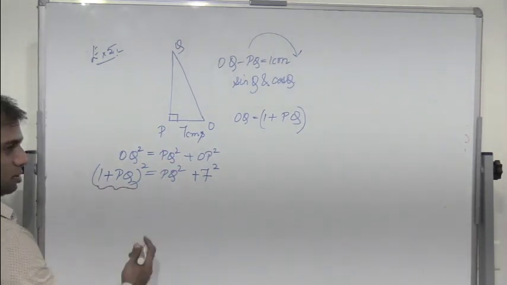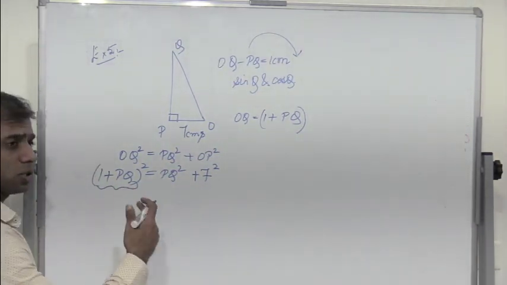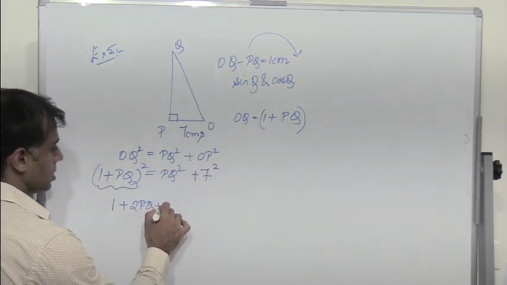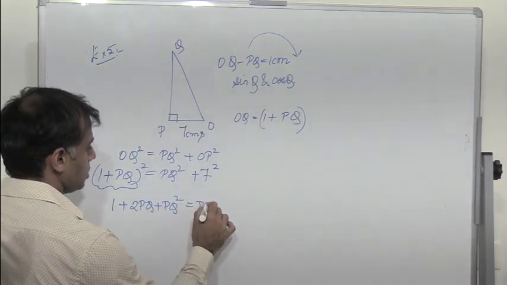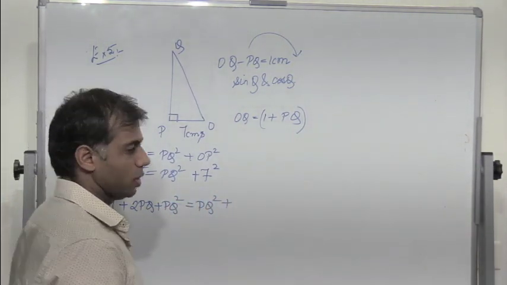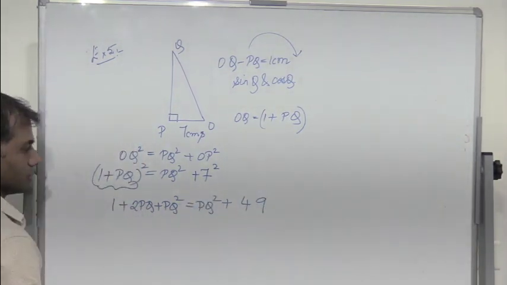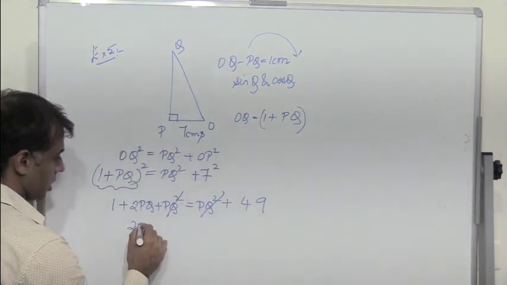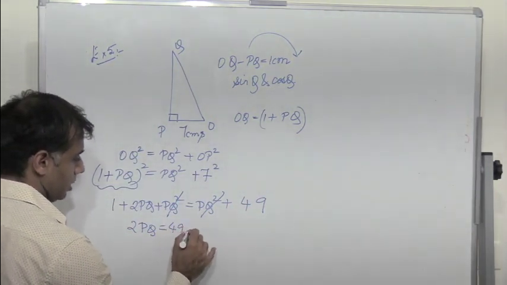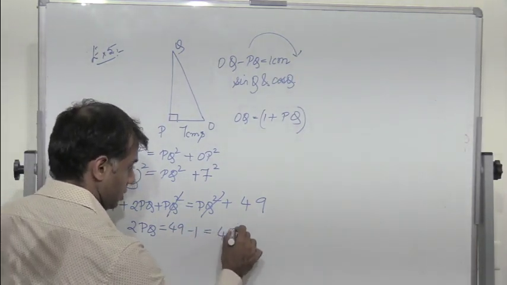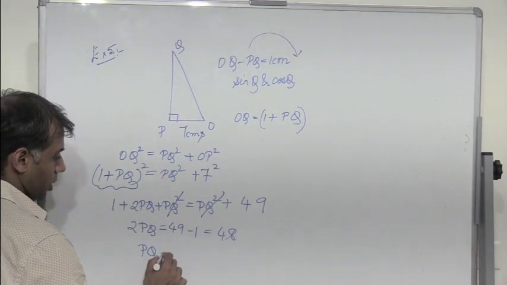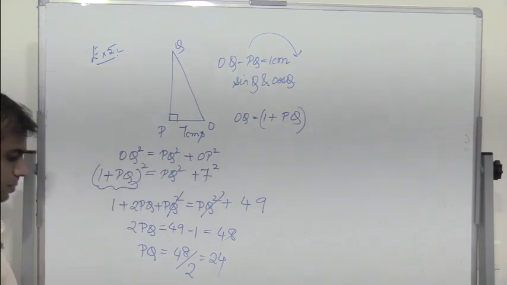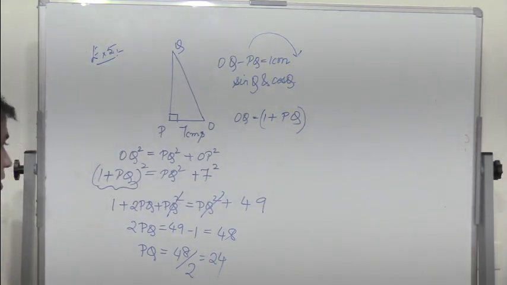So expanding this, a plus b the whole square is a square plus 2ab plus b square. So I get 1 plus 2PQ plus PQ square equals PQ square plus 7 square, which is 49. So PQ square I can cancel. Let this 1 go to the other side. So I get 2PQ equals 49 minus 1, which is 48. So PQ equals 48 by 2, which is 24. Okay, so PQ is 24 centimeters.